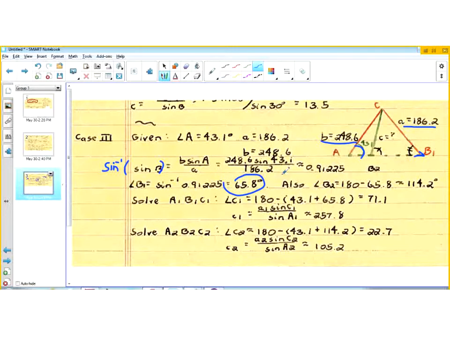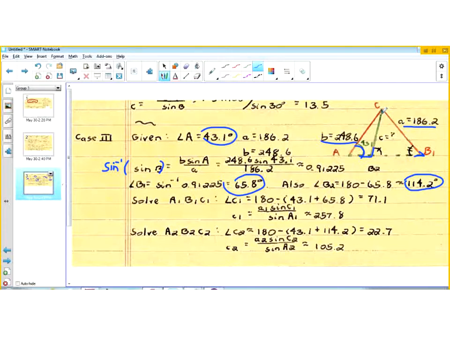So that is an acute angle. Now, we could potentially have angle B being an obtuse angle. There's a potential that B could alternatively be 180 degrees minus 65.8. In other words, angle B could be a quadrant 2 angle. Because angle A is a quadrant 1 angle, it's possible that angle B could be a quadrant 2 angle.